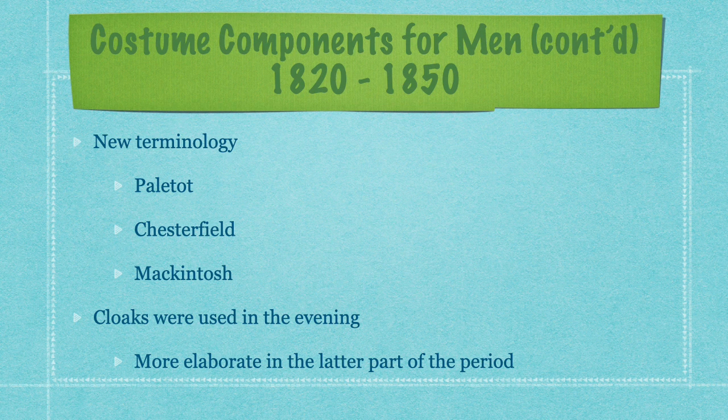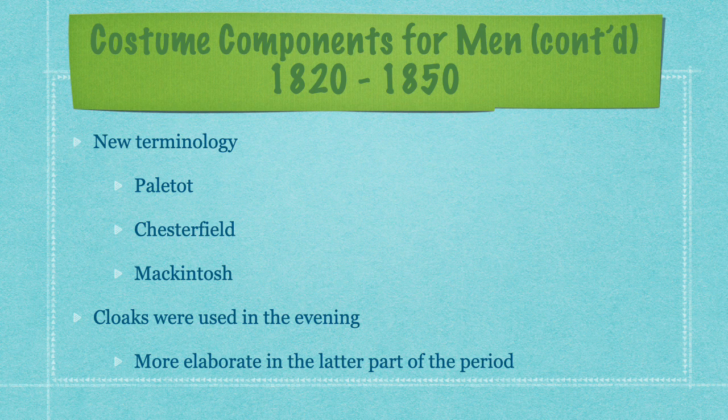So some new terminology came about around the 1830s. The term paletot was first used in the 1830s. The styles to which this term was applied definitely varied over time. At this period, it appears to have been a short greatcoat that was either single or double breasted with a small flat collar and lapels. Sometimes it had a waist seam and sometimes it did not.